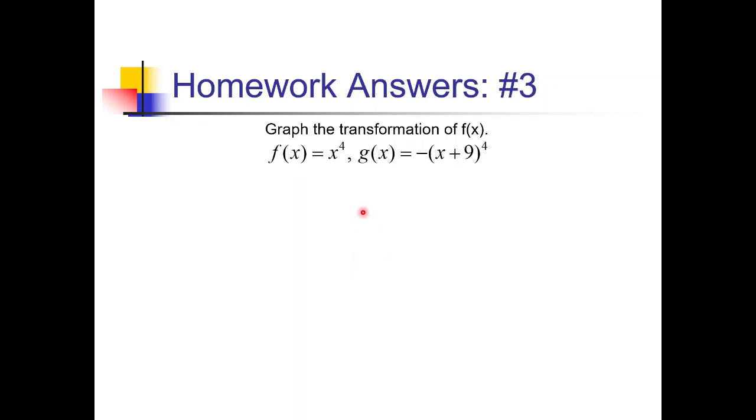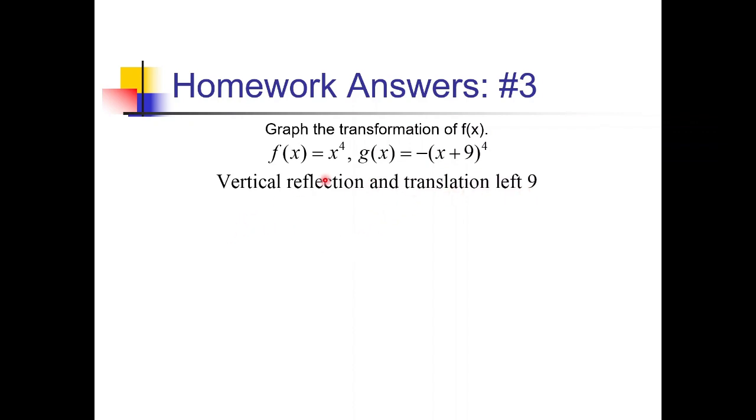For this problem, they want us to graph this transformation of f of x called g of x. So let's first describe what's going on here. We have a negative outside the x squared function. That's going to give us a vertical reflection. And then we have this plus 9 going on inside right here. So that's going to give us a horizontal shift, because it's inside, and it's going to be opposite of what we expect, so we're going left 9. So vertical reflection and translation left 9.